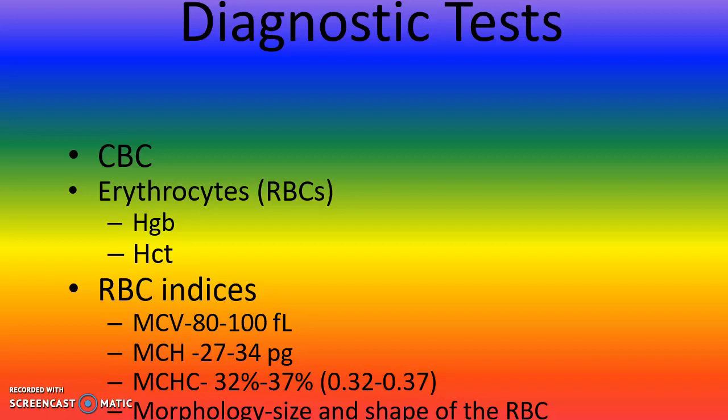When we talk about macrocytosis, macrocytosis is your megaloblastic anemias. These are your vitamin B12 or folate deficiency. Our microcytic are iron deficiency anemias.